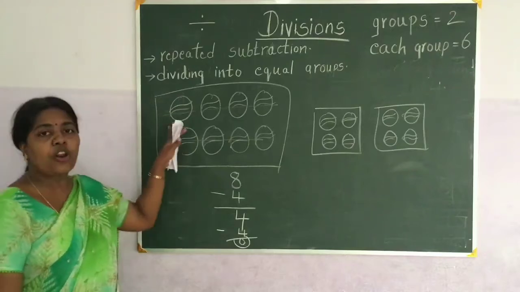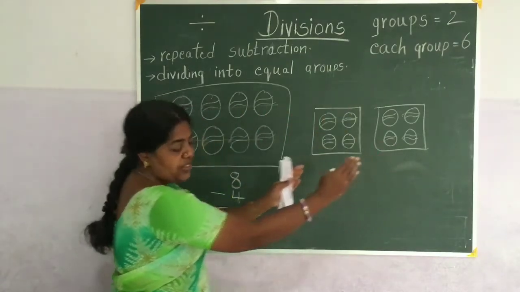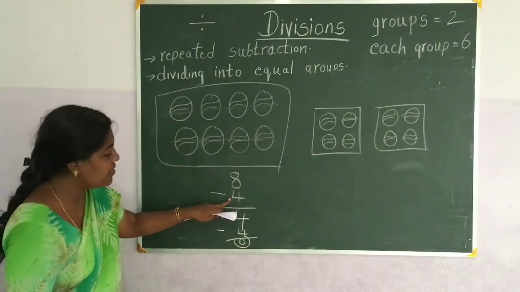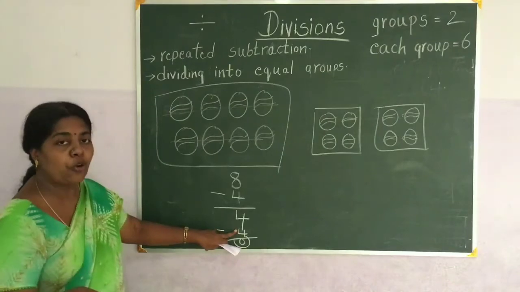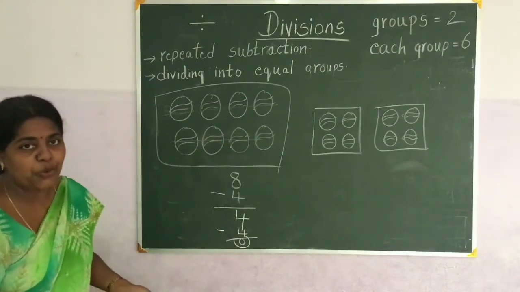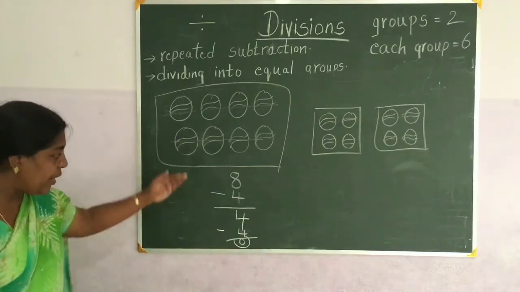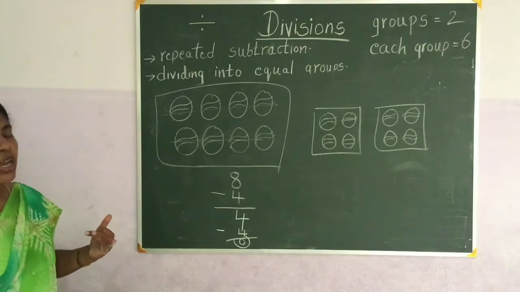So are any balls left over here? No, I kept 4 balls and 4 balls. So first I removed 4 balls. 4 balls are left. And again I removed the remaining 4 balls which were left. So 4 minus 4, 0. So this is called repeated subtraction. So repeatedly we are subtracting.